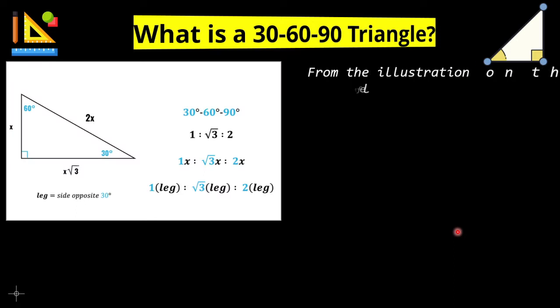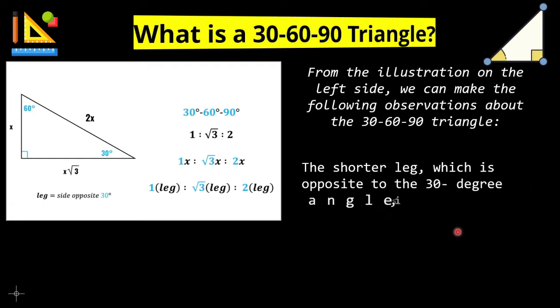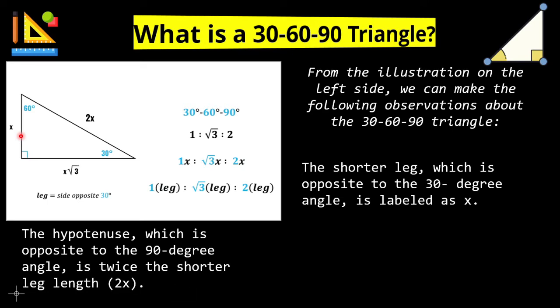Okay, again, yung image niyan, so from the illustration on the left side, we can make the following observation about the 30-60-90 triangle. Now, the shorter leg, which is opposite to the 30 degrees angle, is labeled as x. So, itong 30, yun yung opposite niya, is x ang nilalagay natin dyan. Then, the hypotenuse, which is opposite to 90 degree angle, is twice the shorter leg length. So, makikita, ito yung hypotenuse natin, longest side, is 2x. Twice the shorter leg. Yan.